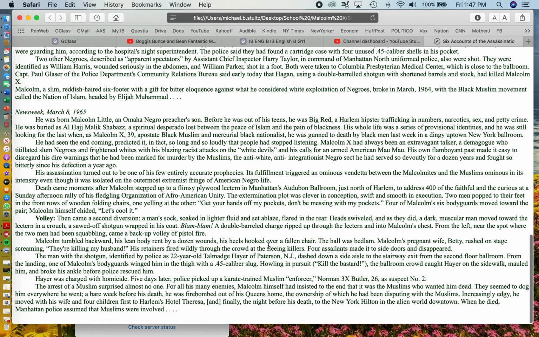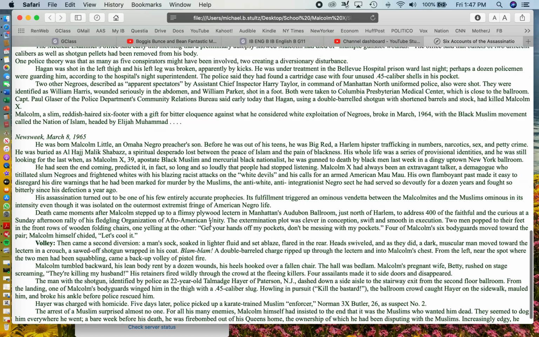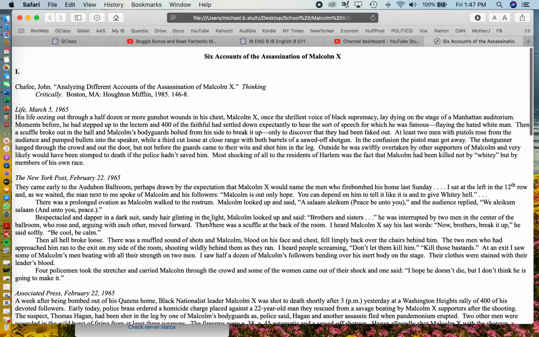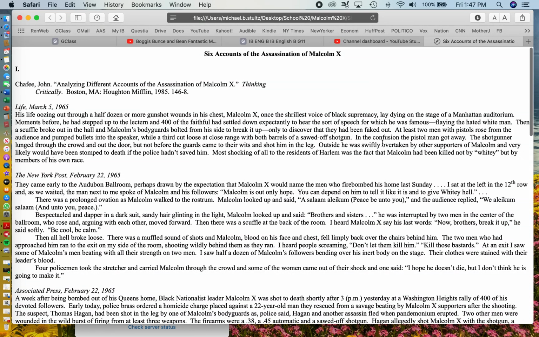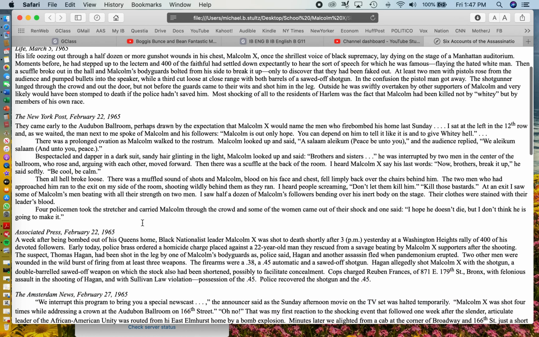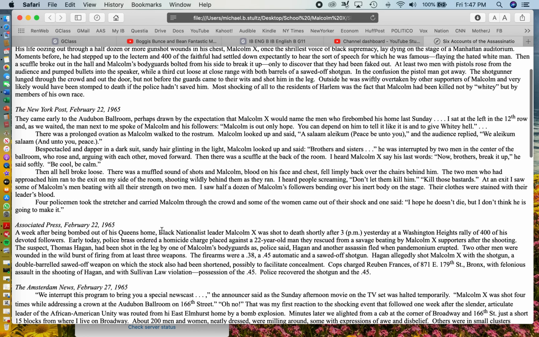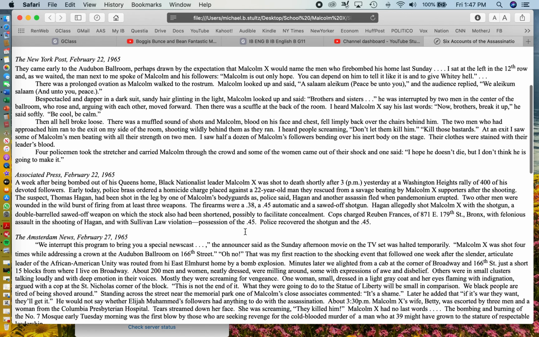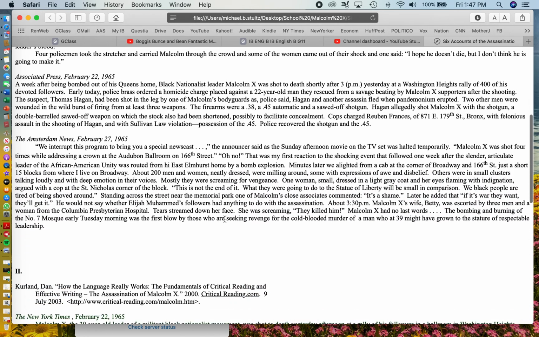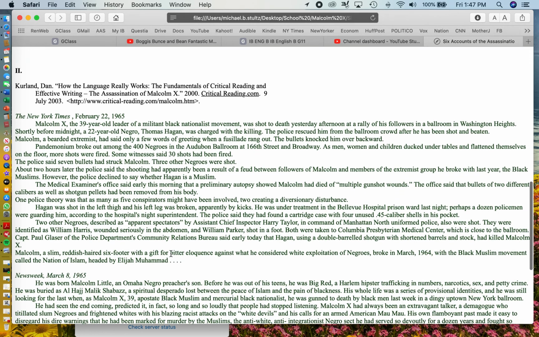All right, so read these carefully. Please annotate carefully. Also try to get your head around the author's attitude toward Malcolm. Some of these have some racial overtones, the use of "whitey." Look at how each writer addresses Malcolm, black nationalist leader versus the shrillest voice. Some of these make it seem like he got what was coming to him.